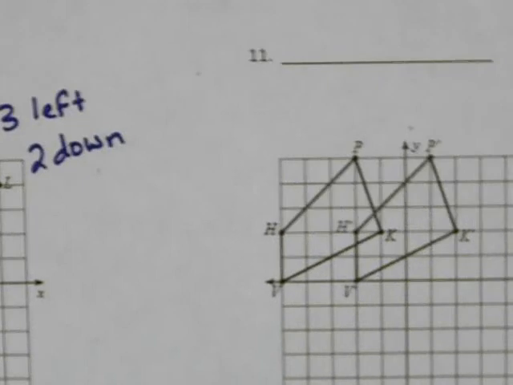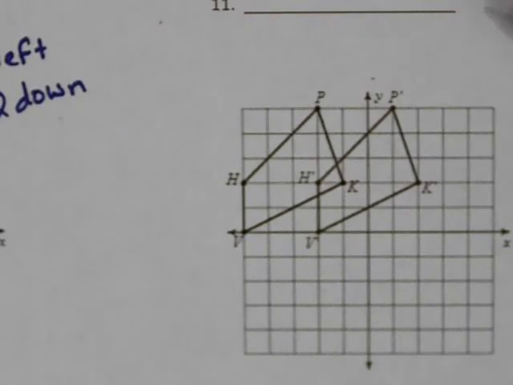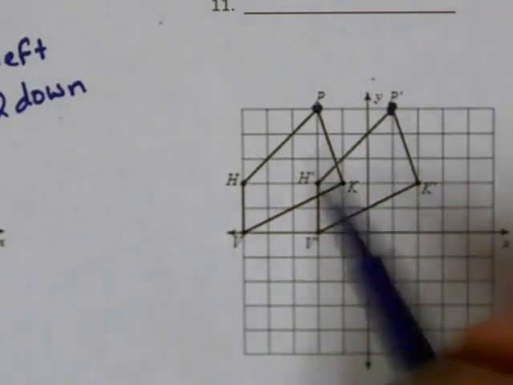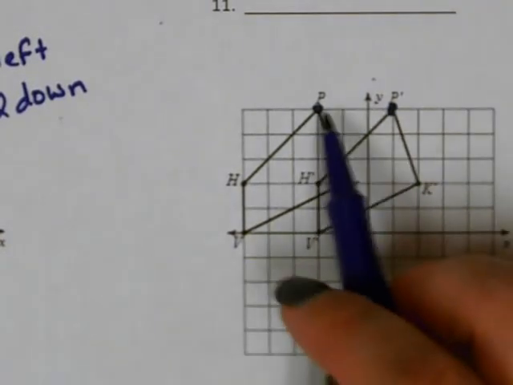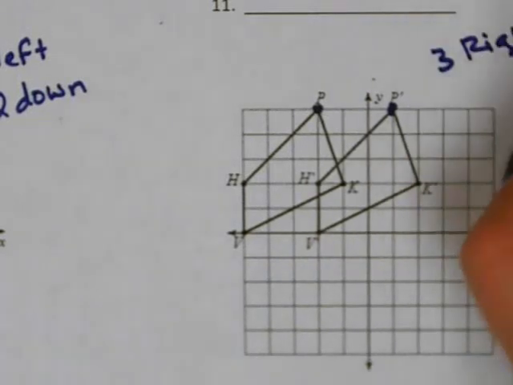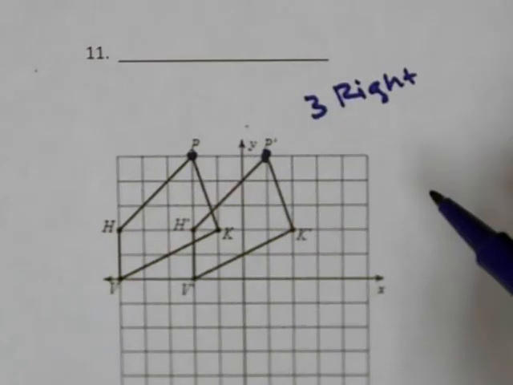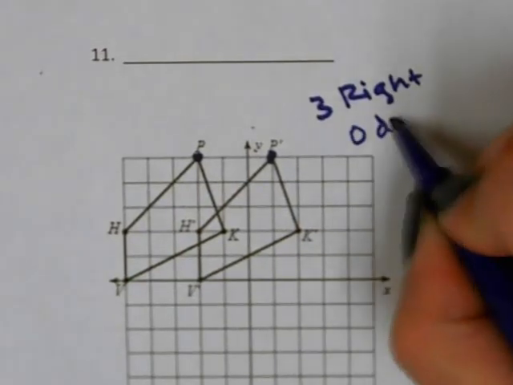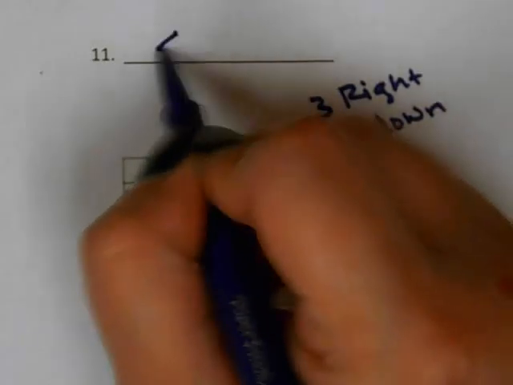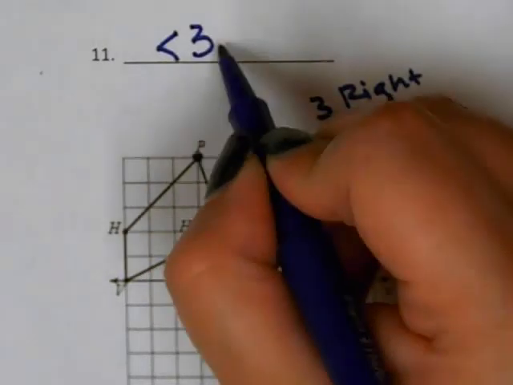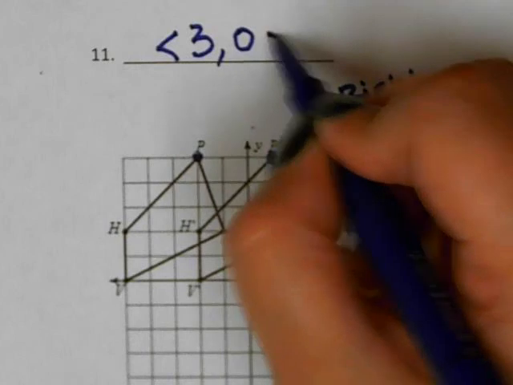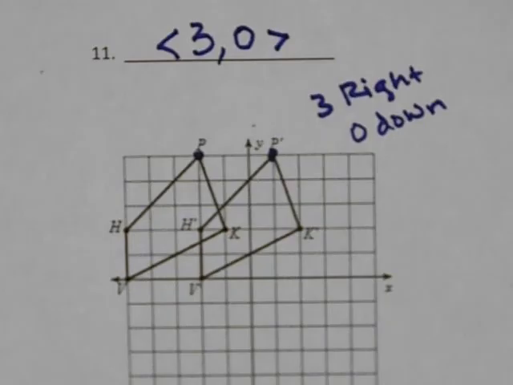All right. For question 11, same idea. Start with, let's say, P, and we're going to go to P prime. So to go from P to P prime, I'm moving 1, 2, 3 to the right. And I'm not moving down at all. So I'm going to go 0 down. Well, right is horizontal, so that's going to be the first part of my vector. And I'm moving to the right, so it's a positive 3. And then I'm not moving down at all, so that would be a 0 for the y portion of my vector.